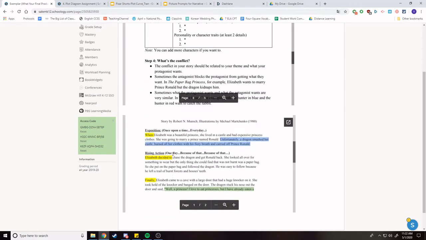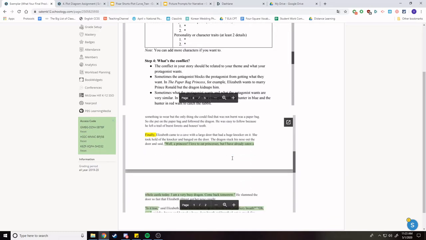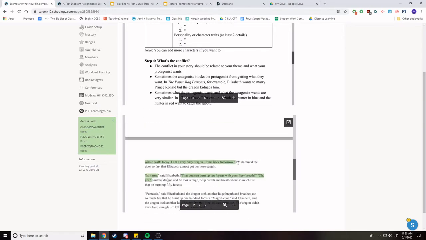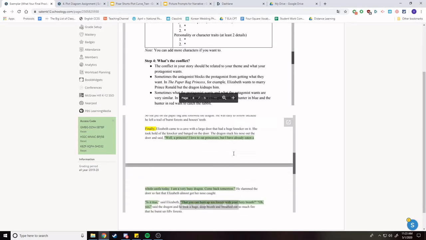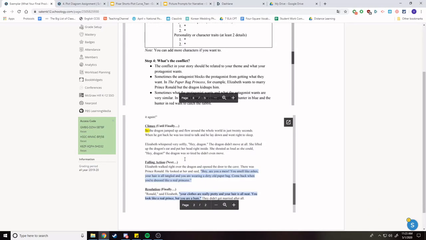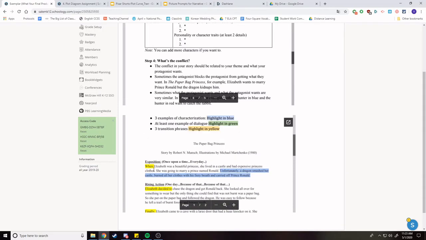So this is the actual story from the picture book actually. I've just copied it and pasted it into here and then broken it up so that you can see what the exposition is in that story, where the rising action is, where the climax, the falling action, and the resolution is. So once you've written the story, you can actually erase these parts because they're kind of in the way.